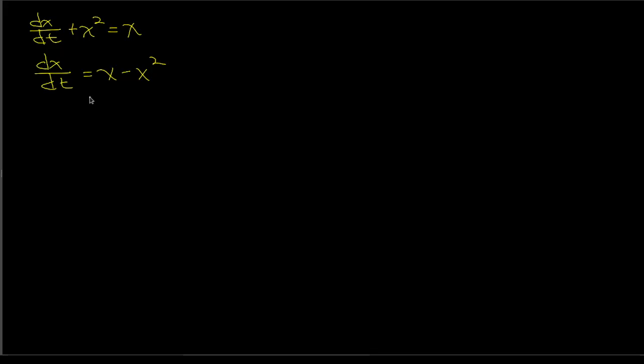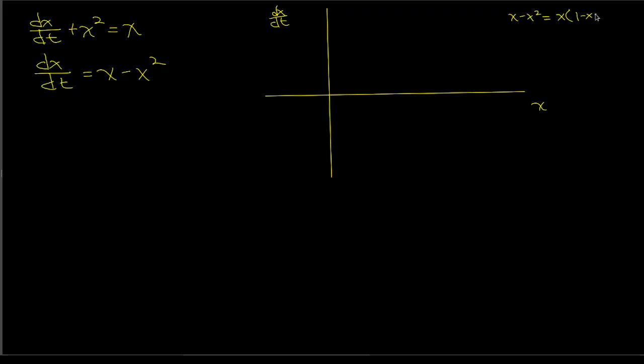Now we can make a little visual note here that this is a function of just x, so this is an autonomous equation, which means we can do a little bit of work with our graph here. If I look at x versus dx/dt, well, x minus x squared is dx/dt, which is x times 1 minus x, which has a critical point at 0 and a critical point at 1.